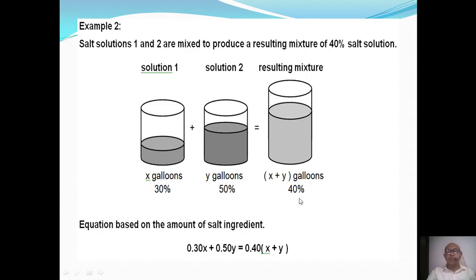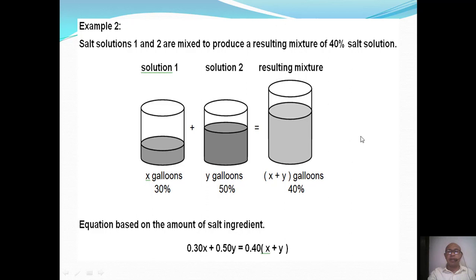By using the principle and using the amount of the salt ingredient, we can form this equation: the amount of salt here, which is 30% of X, plus the amount of salt here, which is 50% of Y, is equal to the amount of salt here, which is 40% of X plus Y. Then we can solve for the unknown in this equation.